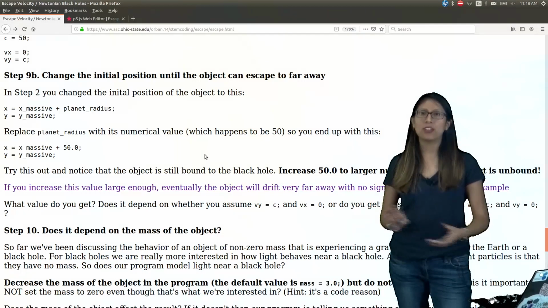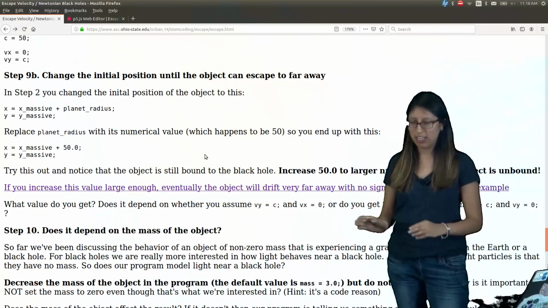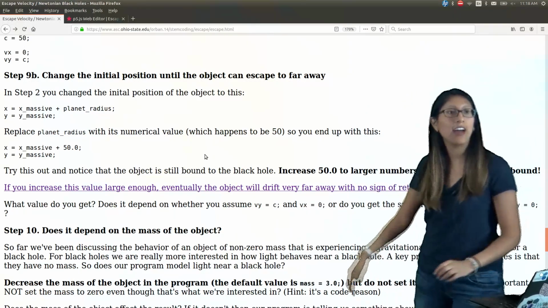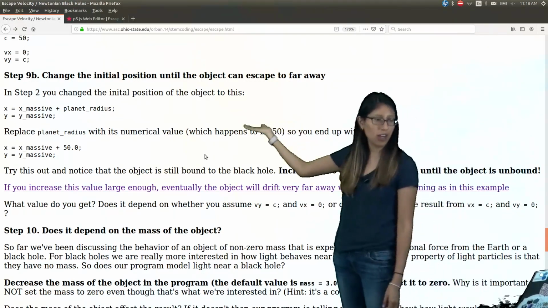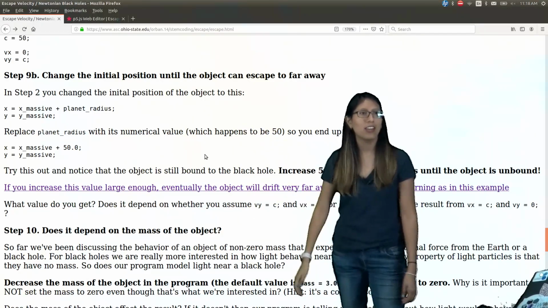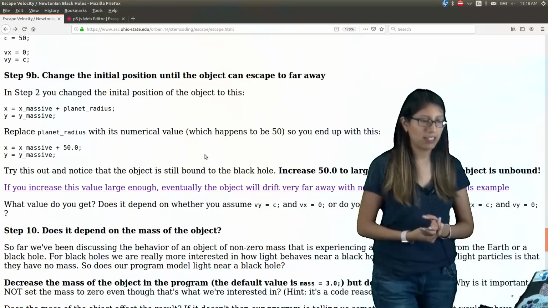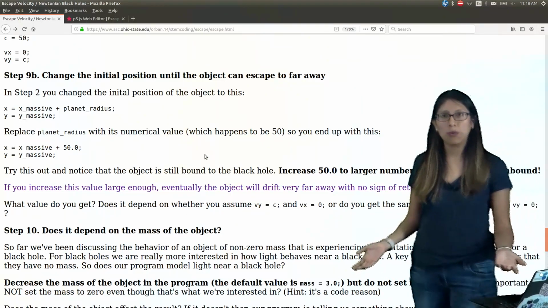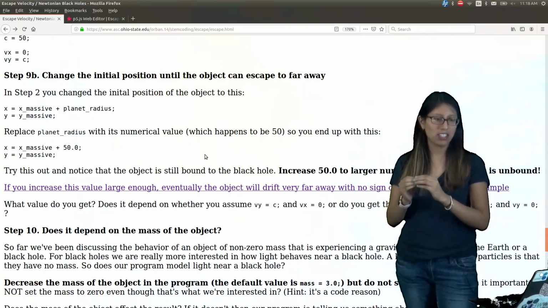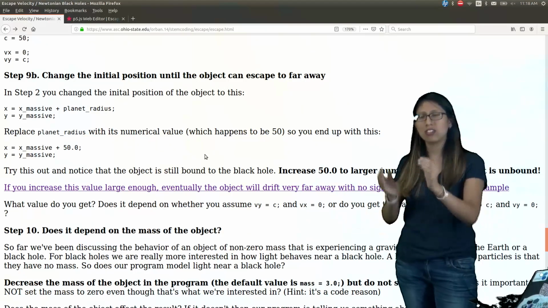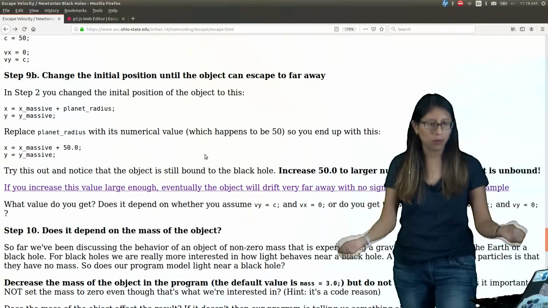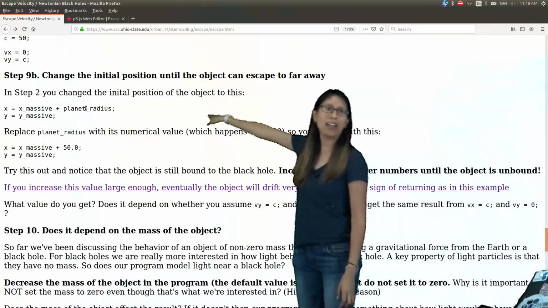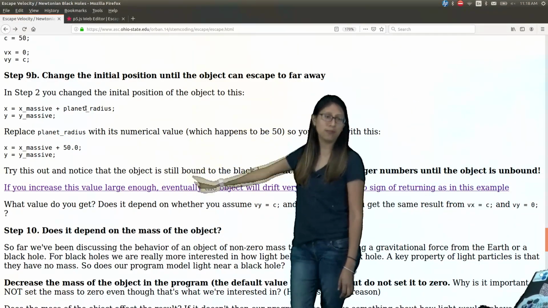So back in step 2, what we wanted was to be on the surface of the planet, so we said x massive plus the planet radius. That put us on the surface of the planet. But now we're not working with planets anymore, we're working with a black hole. So we're going to change it to a numerical value just to see how far away we are from the black hole. So I'm going to replace what it says here, planet radius, with 50.